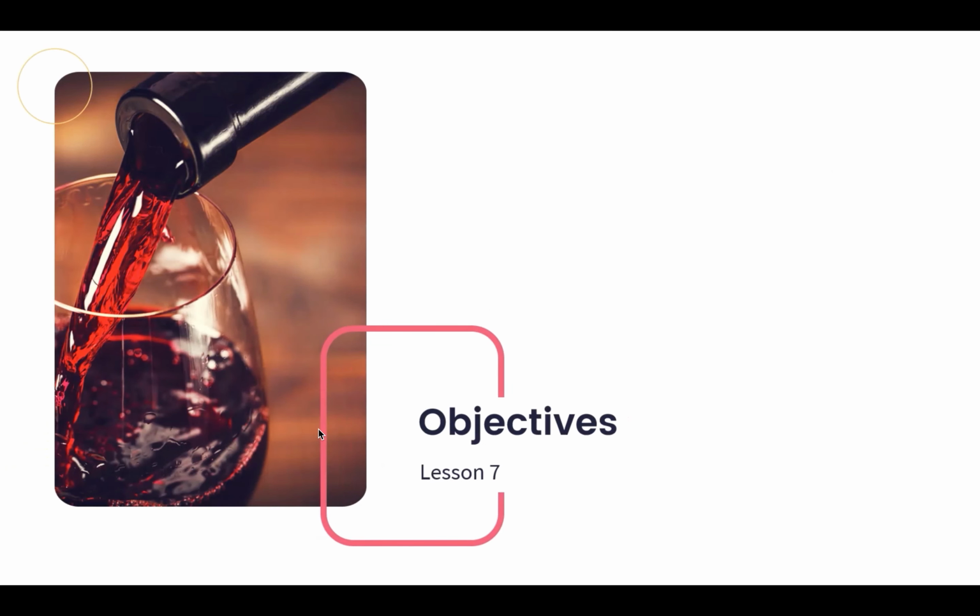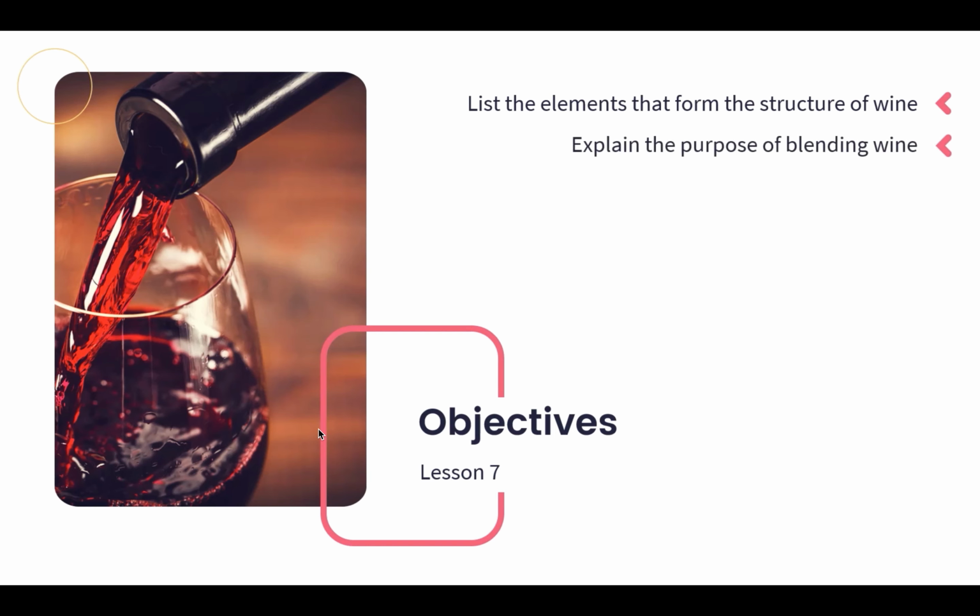The objectives for today's lesson include listing the elements that form the structure of wine, and at the end of the lesson you will be able to explain the purpose of blending wine, and you'll be able to classify and discuss some of the traditional blends that have become international benchmarks in the wine industry.